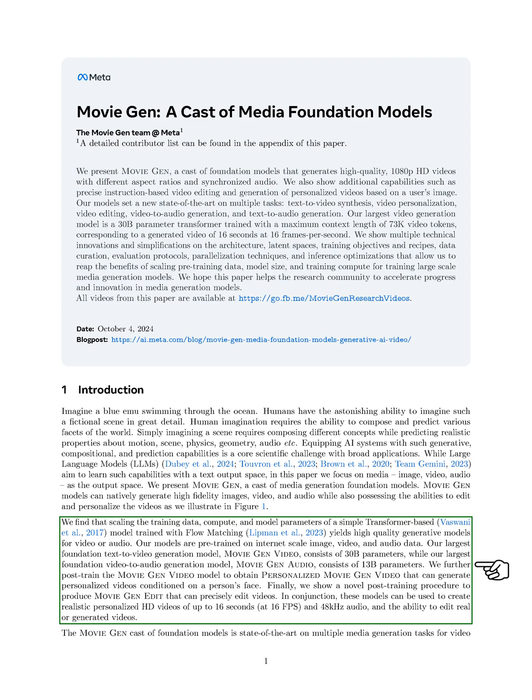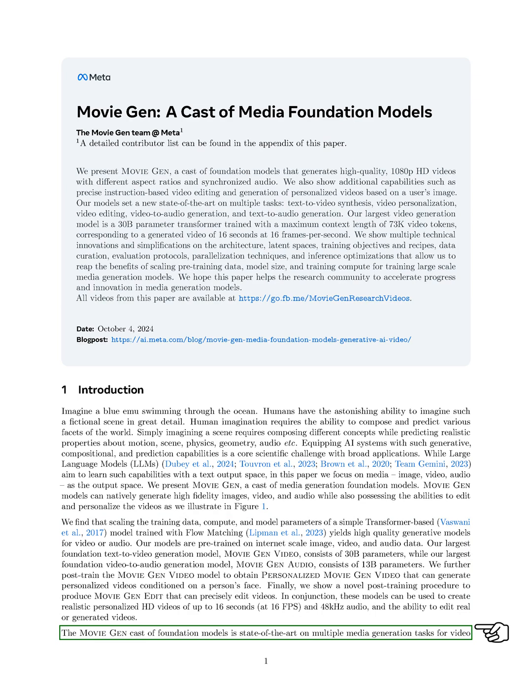Our models are pre-trained on a vast amount of internet data, with our largest text-to-video model, MovieGen Video, having 30 billion parameters, and our largest video-to-audio model, MovieGen Audio, having 13 billion parameters. We also enhance MovieGen Video to create Personalized MovieGen Video, which generates videos tailored to a specific person's face. Additionally, we introduce MovieGen Edit, a new post-training method that allows for precise video editing. Together, these models can produce realistic, personalized HD videos lasting up to 16 seconds at 16 frames per second, along with 48 kHz audio, and they can edit both real and generated videos.